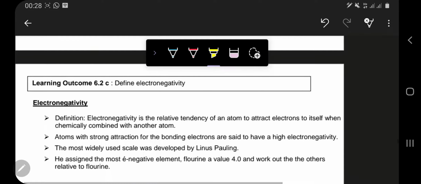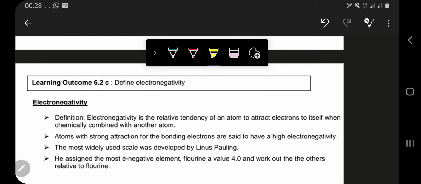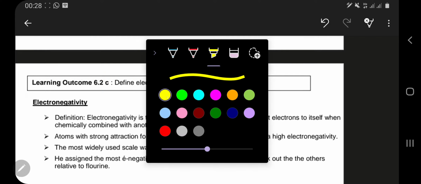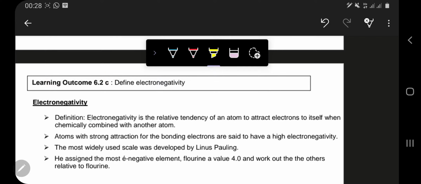Okay, so we go for the definition of electronegativity. Electronegativity means the relative tendency of an atom to attract electrons to itself when chemically combined with another atom. So electronegativity is the tendency of the atom to attract electrons of the other atoms to form a bond with the atoms.